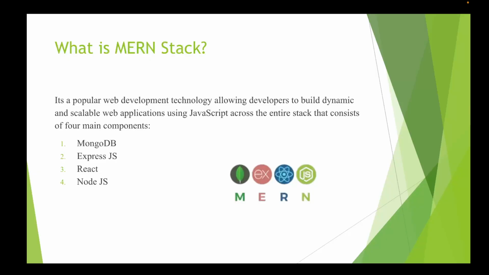Now what is MERN stack? It's a popular web technology. It allows developers to build dynamic and scalable web applications using JavaScript across the entire stack that consists of four main components. The first one is M, which stands for MongoDB, E stands for Express.js, R stands for React, and N stands for Node.js. Now let's see what these terms mean.